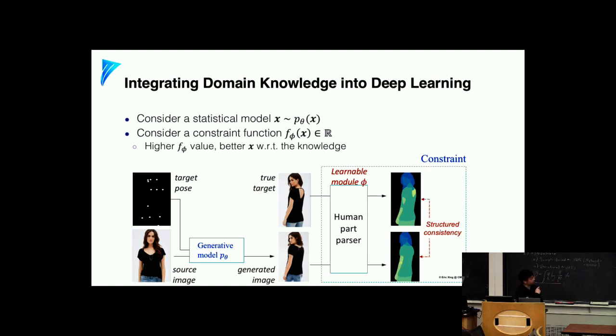And even better, here we basically need a human parser to parse this image into a human body segmentation, so that we can evaluate this consistency. Even better, we can adapt this human parser jointly with the generative model during model training, so that these two parts can together improve the performance of the whole system. So here, this model is the model of interest, P, and this part forms the constraint function. This is an application scenario of this setting.